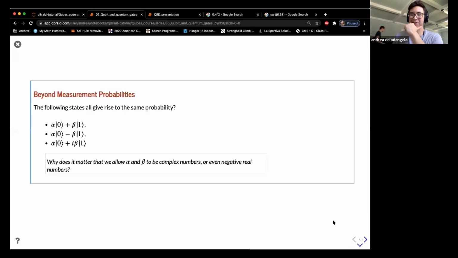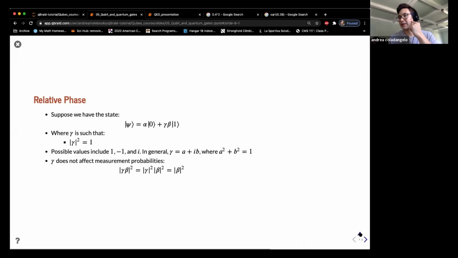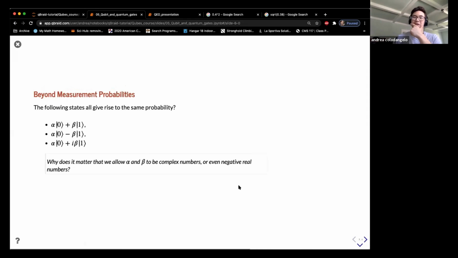Yeah, that's absolutely correct. The point is that if you were to measure immediately, then of course you'd get the same probability distribution. But if you don't measure immediately, then in the future they could actually end up giving you different probability distributions.